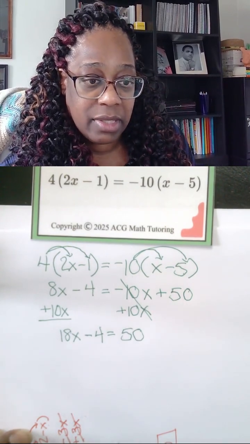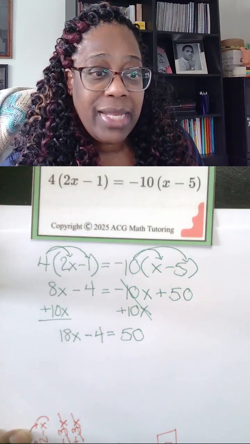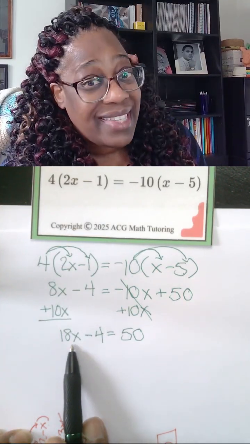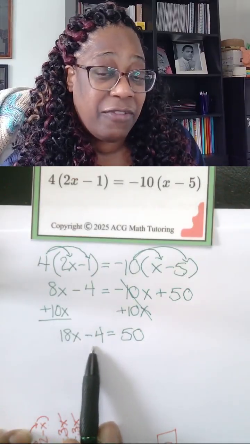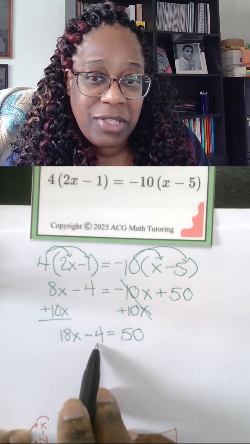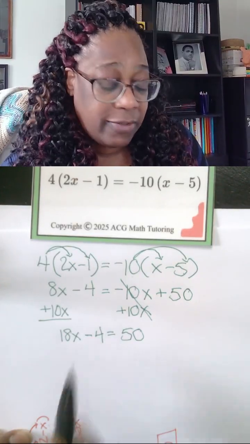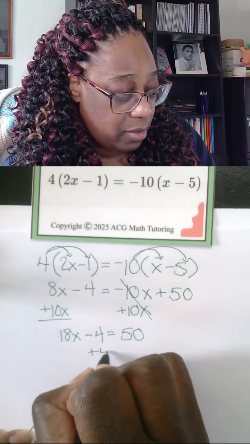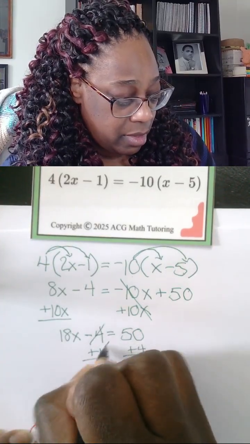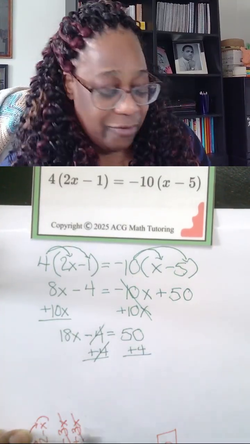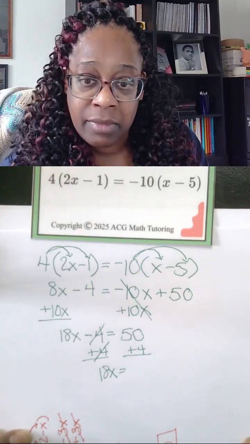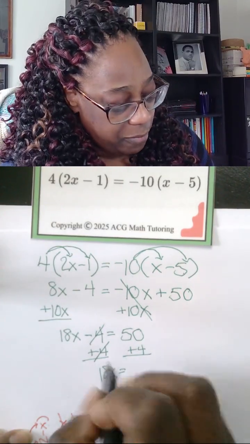All right? So now we need to break this down even further. We want x by itself. Right now, we've got this negative 4 lurking around. So we need to basically do the opposite. Since we see a minus 4, we're going to add 4 to both sides. So now we have our 18x. Now, 50 plus 4 gives us 54.